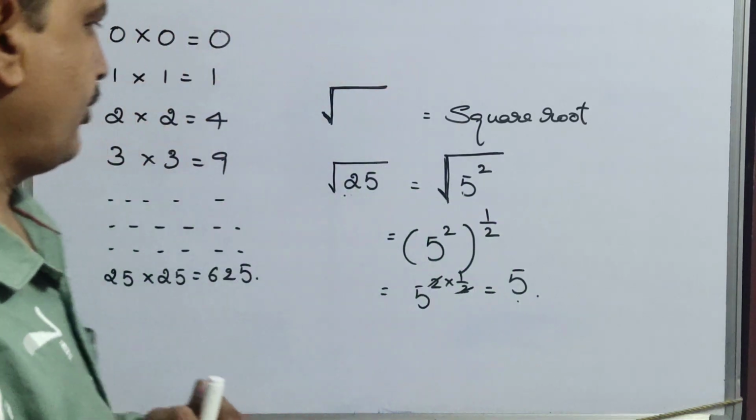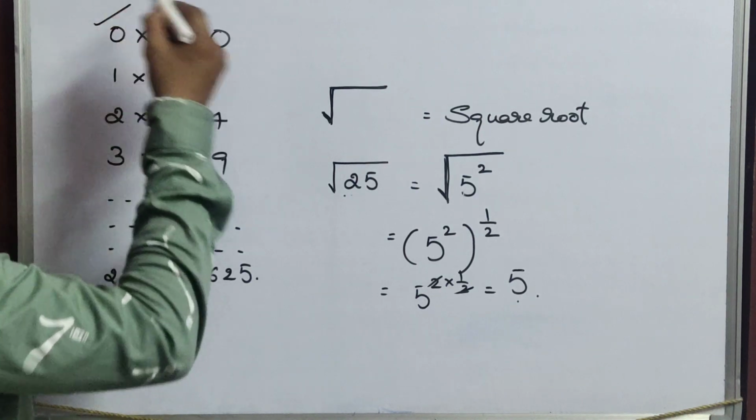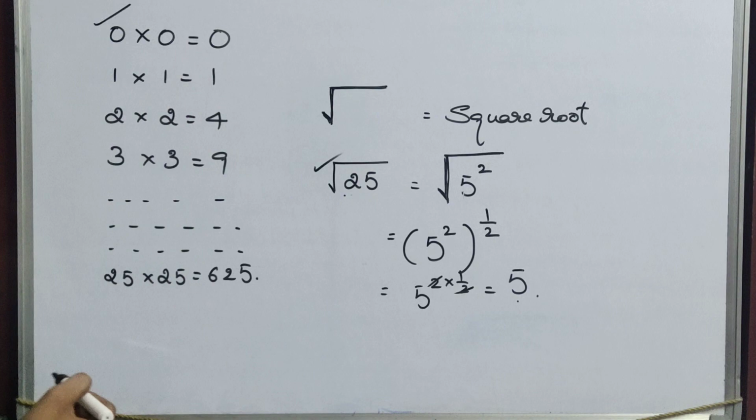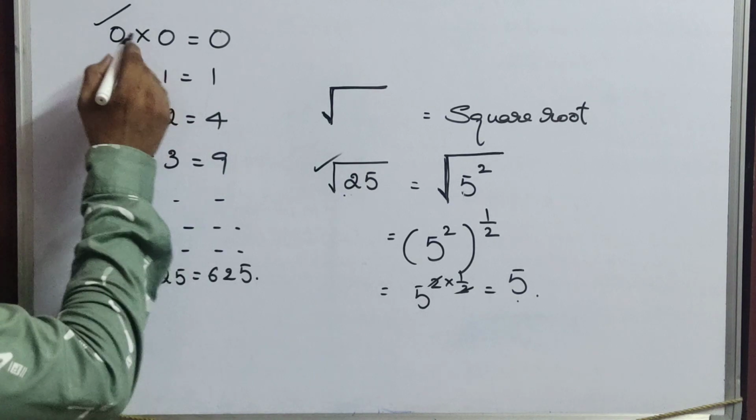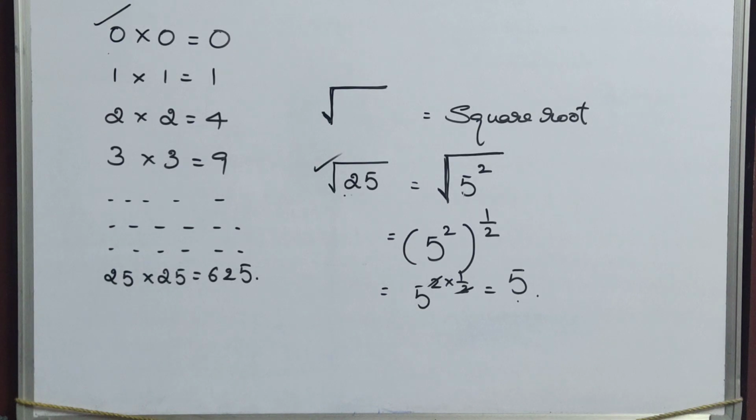Listen very carefully. Children, what is the relation between this table and finding the square root? You may get a doubt. Listen very carefully. 0 0s are 0. See here, I will tell you a simple logic here.